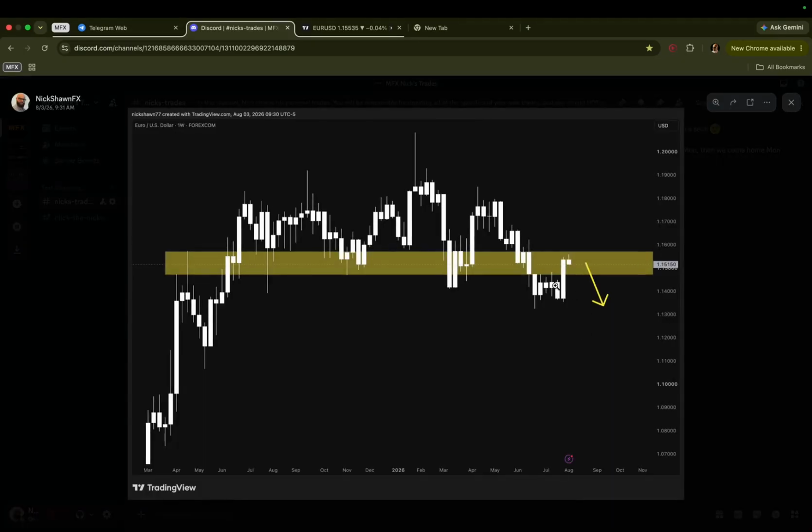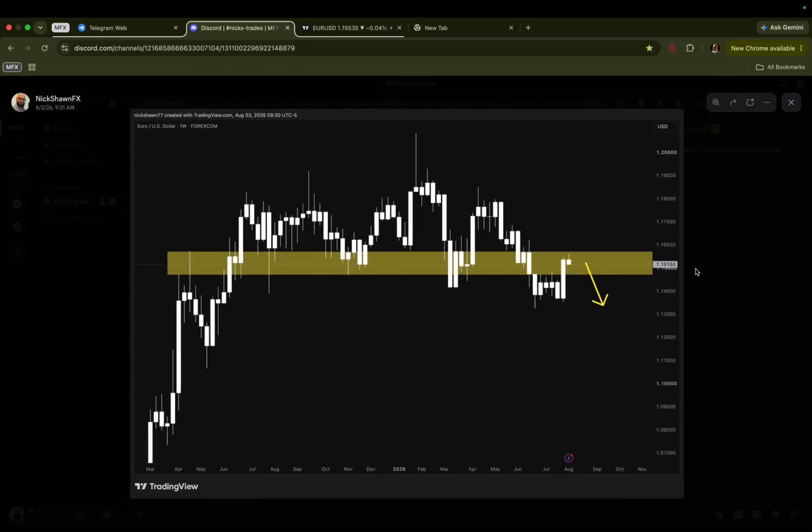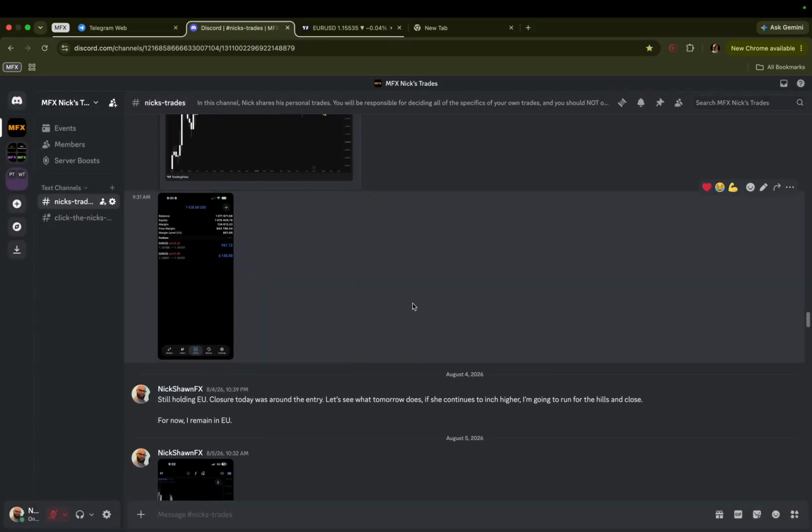I posted this screenshot here saying Euro USD is still looking good. We pushed up into the zone. We closed the weekly candle into the zone, but that current weekly candle at the beginning of last week started to go down. So it was looking good, and it still is looking good now, but this was last week.